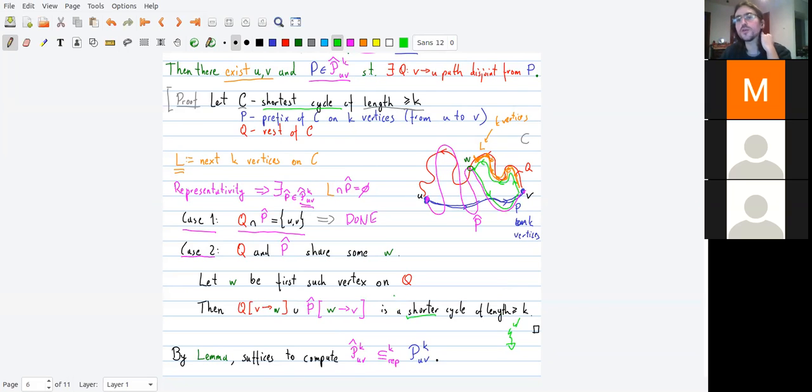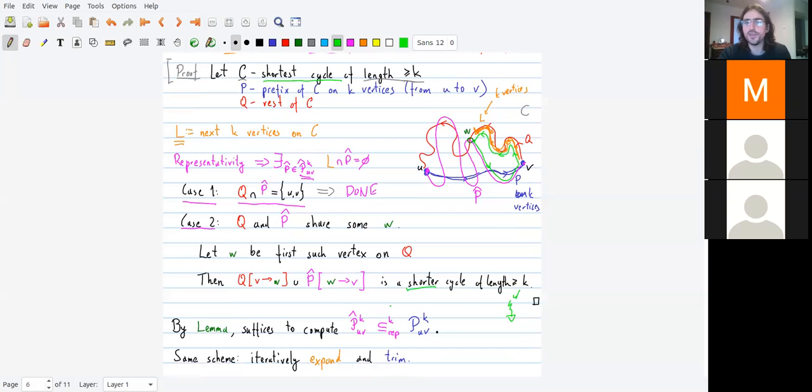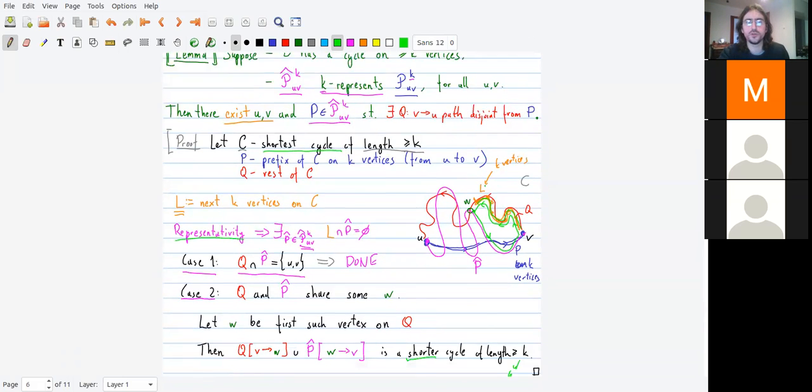So in other words, if I start with any cycle, either I can find a cycle in a representative family, or I can find a smaller, shorter cycle of length at least k. And the representativity here was used to save those first k vertices in order to certify that the new cycle is long enough. Good. So we have managed to prove this lemma.